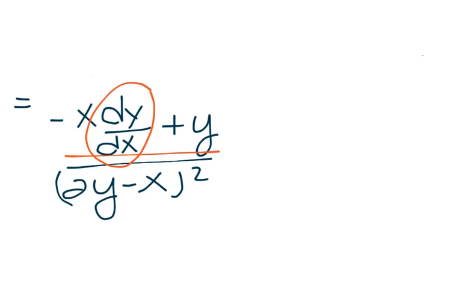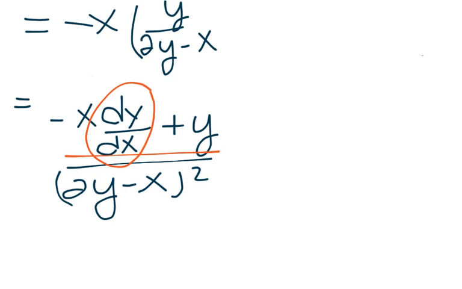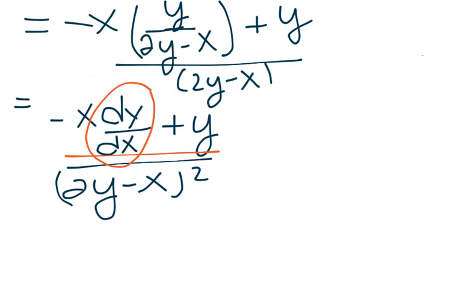So since we already found dy/dx, the first derivative of the original equation, we can just plug it back in from problem A. It's y over 2y minus x. So I'm going to write it at the top. So it's going to be negative x, and you're going to plug in for dy/dx, which is y over 2y minus x, plus y, all over (2y minus x) squared.